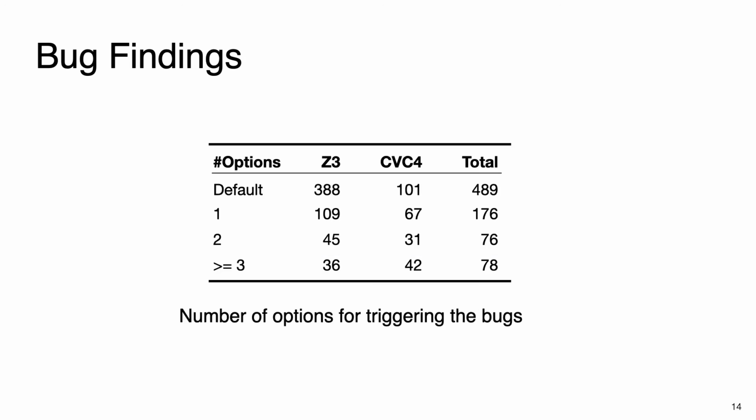We also tested the SMT solvers under various option configurations. Note, however, that the majority of the bugs we found are in the solver default modes, which means without any additionally supplied options. And in fact, only a few bugs we found required more than 3 options to be triggered.